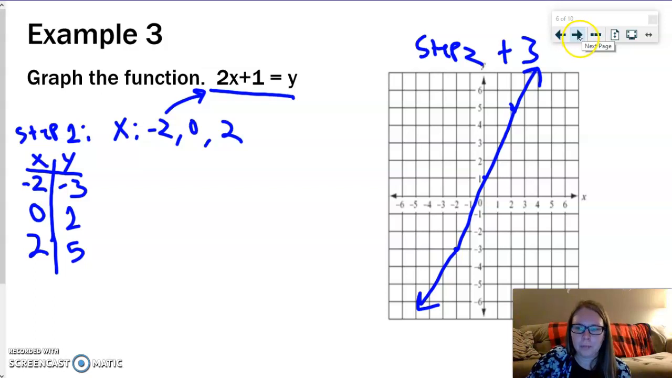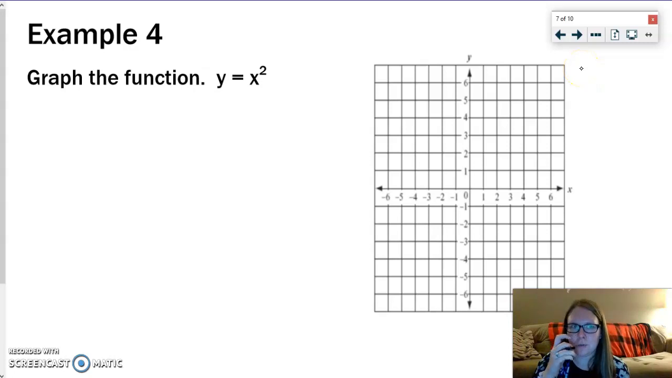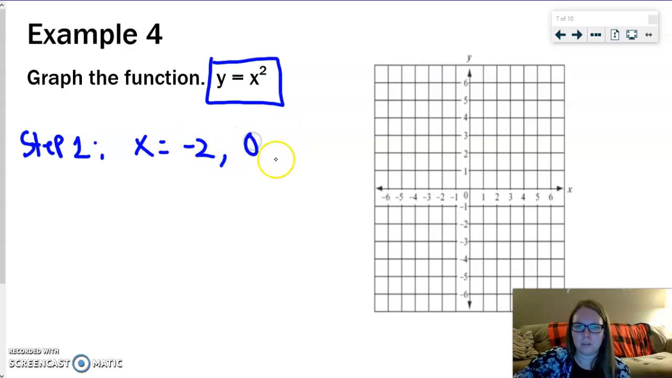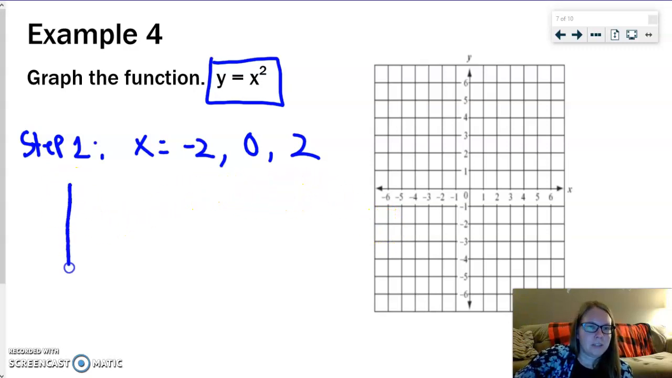We've got about 2 more problems. We'll see if we can get to all of them here. So the next one, we need to graph this function of y equals x squared. So again, step 1, we decide on what values for x we want. I'm going to do the same thing. I'm just going to do -2, 0, and 2. That way I can get a good gist on kind of how this graph is going, and if I want to add more, I can. So I'm going to set up my table, x and y. I'm going to plug in my x values.